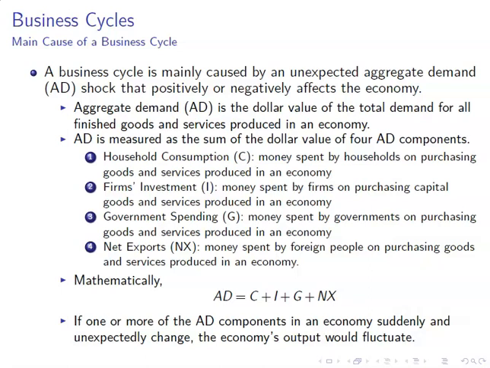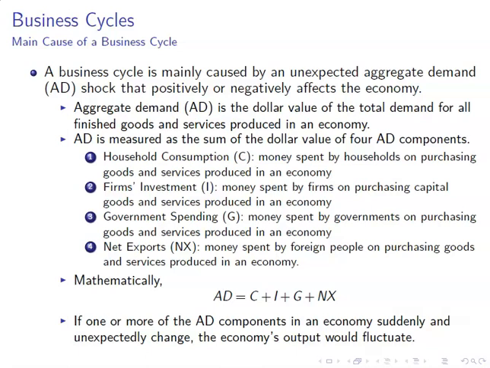So what is the main cause of a business cycle? A business cycle, a cycle of the up and down movement of output, is mainly caused by a sudden and unexpected aggregate demand, AD, shock that positively or negatively affects the economy. So what is the aggregate demand, AD? It is the dollar value of the total demand for all final goods and services produced in an economy.